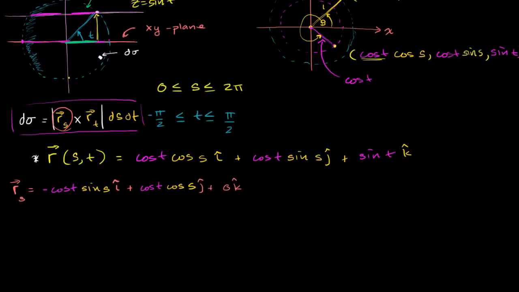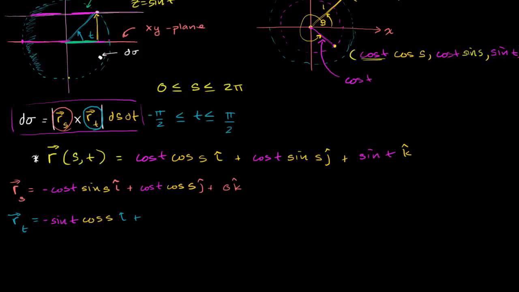Now let's take the partial with respect to t. All right. And we get, so the derivative of this with respect to t, now cosine of s is the constant. The derivative of cosine t with respect to t is negative sine of t. So this is going to be negative sine of t cosine of s i, and then plus, now the derivative of this with respect to t, the derivative of cosine of t is negative sine of t.